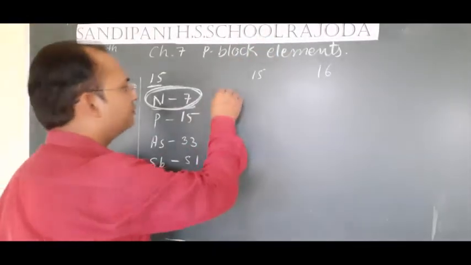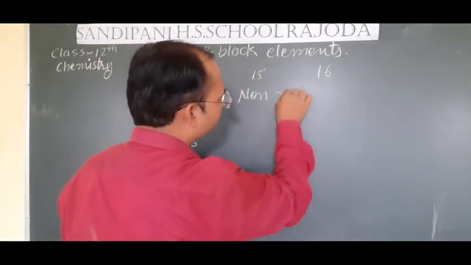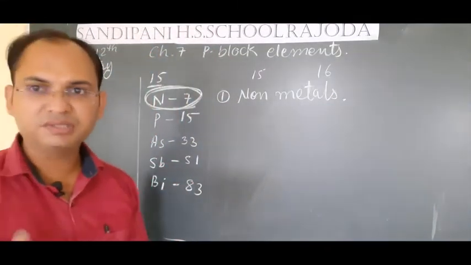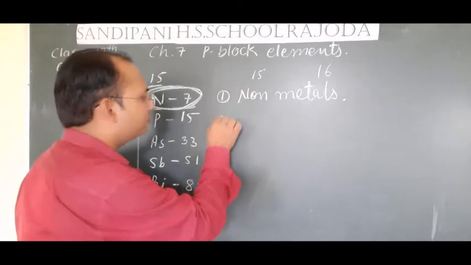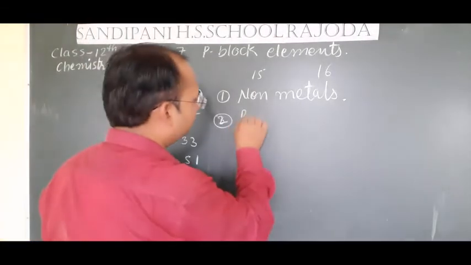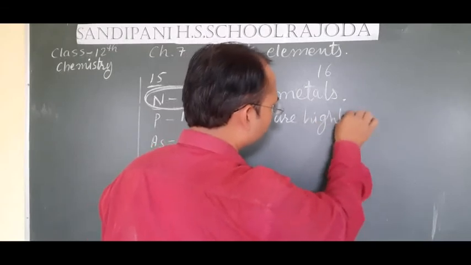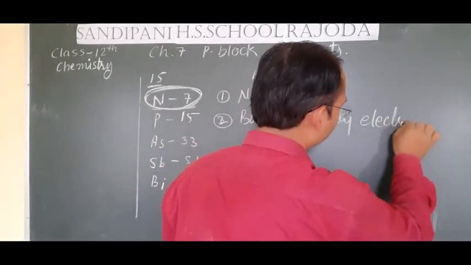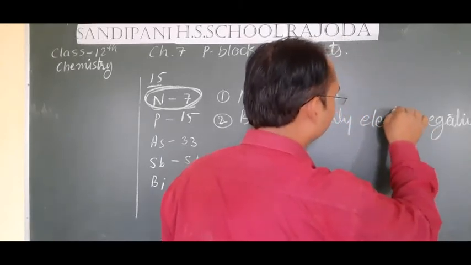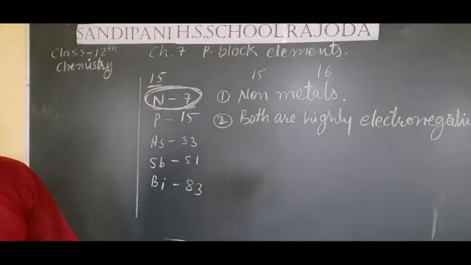Let's discuss one by one. Both nitrogen and sulfur are non-metals. First, both have a small size, and the electronegativity of both is nearly the same. So both are highly electronegative. Because of their nearly same size of the atom, they possess the same electronegativity.